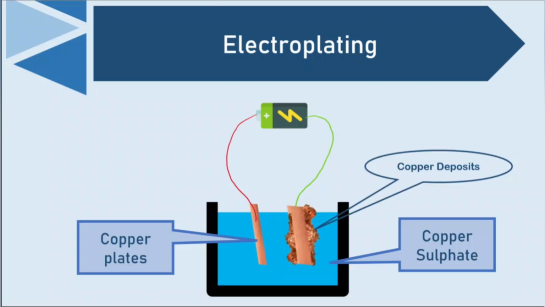After a while, you can notice that the copper plate at the anode starts thinning. That is here. And the copper plate at the cathode starts becoming thick, as you can see here, because of apparent copper deposits on top of it. So you can notice that there is certain extra copper on top of the original copper plate. That is, some copper deposits are observed.